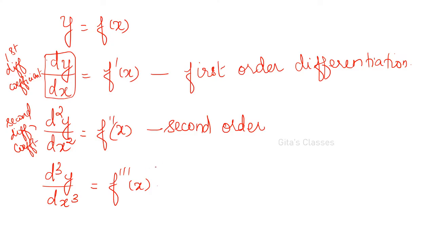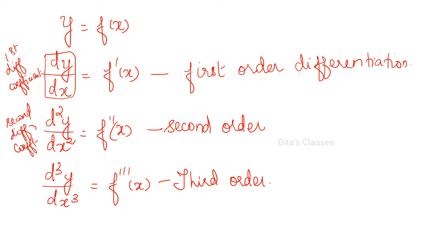Similarly, this is the third order differential coefficient. First of all, you should know, don't get confused with order and degree. The first time I differentiate, that is first order differentiation. The second time I differentiate again, it is second order differentiation, and so on. So these are the differential coefficients.